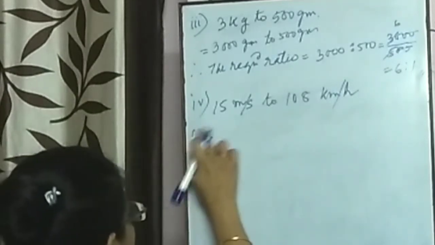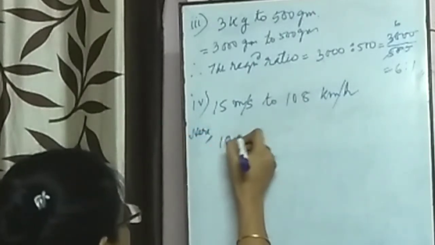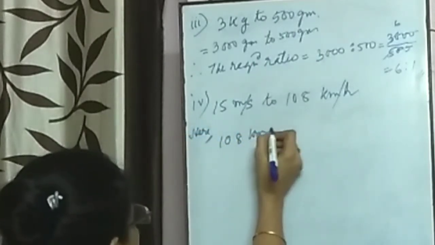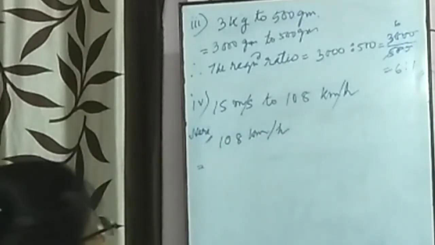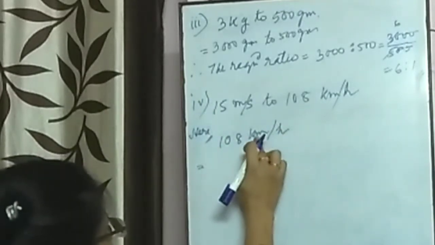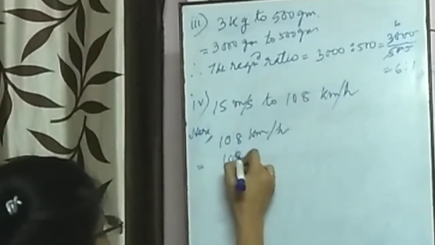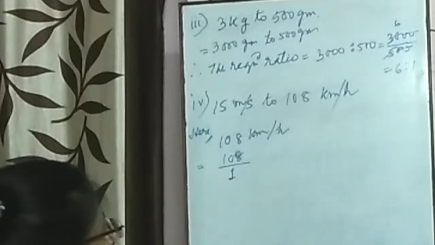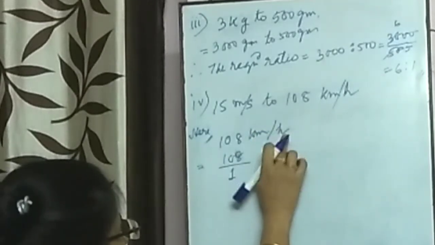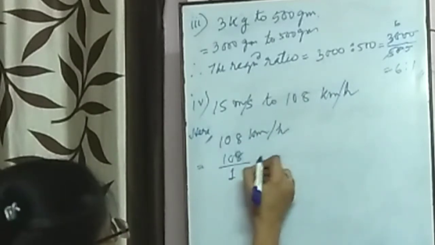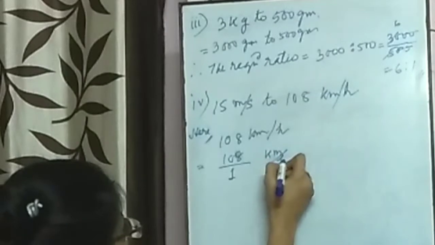Now here, 108 kilometer per hour. Let us convert into meter per second. How can it be? Kilometer, there is 1, nothing means 1, because this kilometer unit is for 108 and this hour unit is for 1. So it's kilometer per hour.